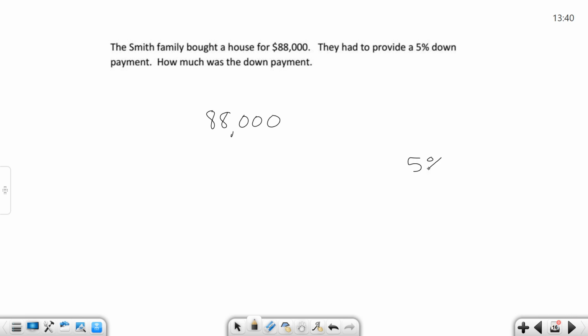Well, you can't work with 5%, so you have to change it to a decimal. So remember, to change this to a decimal, we're going to drop the percent sign and move it 2 places to the left. So I'm going to multiply that times 0.05, and then I'll be able to work it from there.